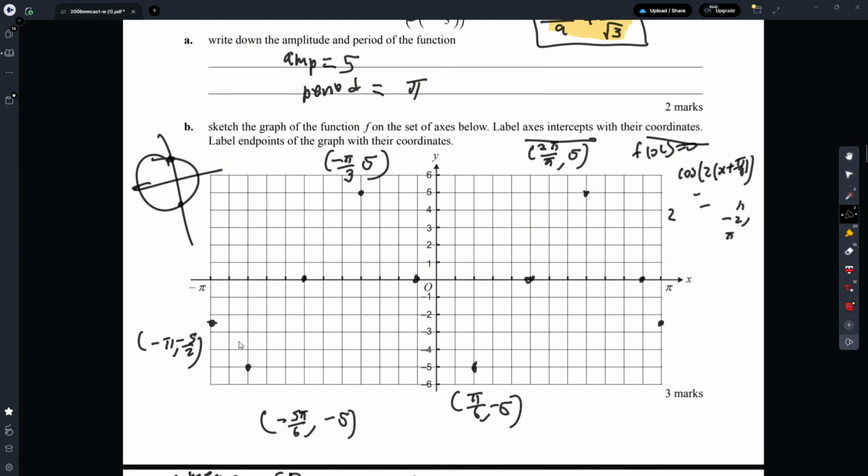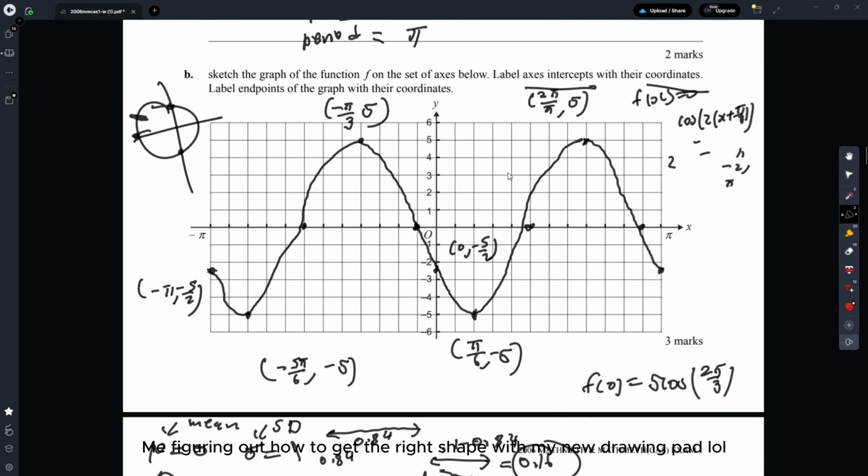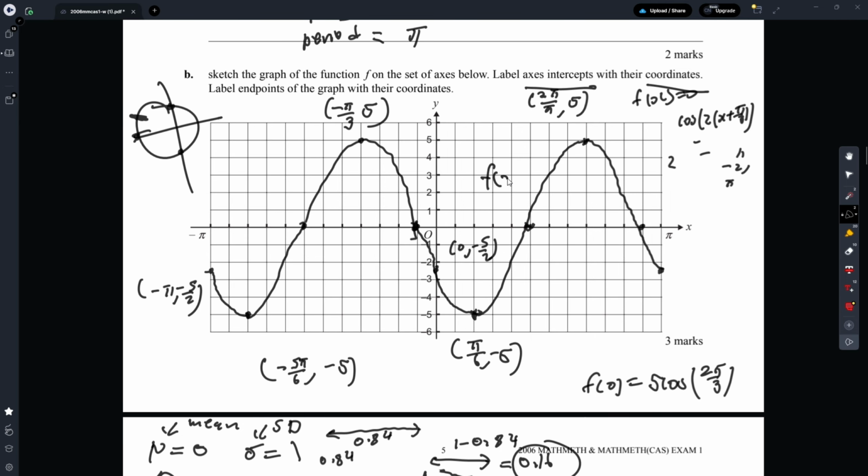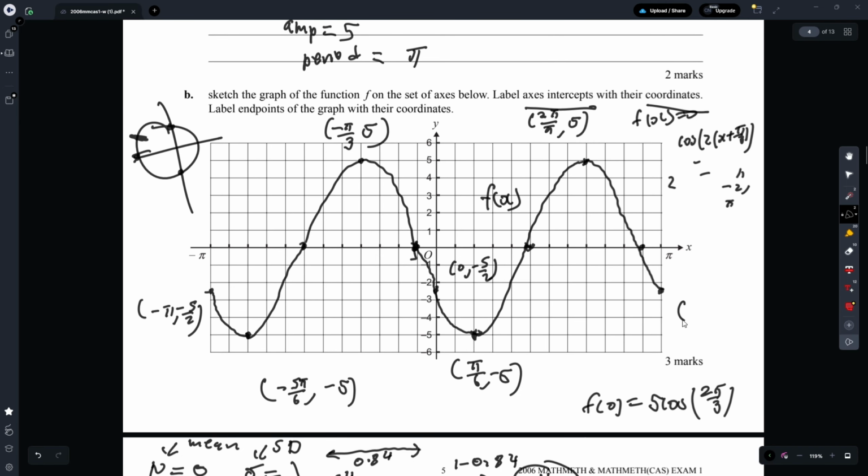Okay. This looks about right. Let's draw it in. I like to label my graph, just in case your school wants it. Negative 5.2. So we've labeled the, oh, we have not labeled the axes intercepts yet. 5 pi on 12. 11 pi on 12.